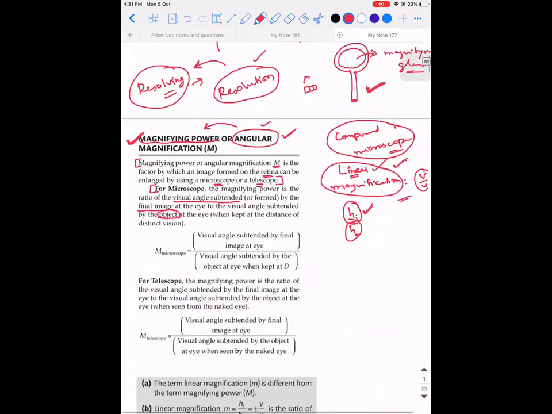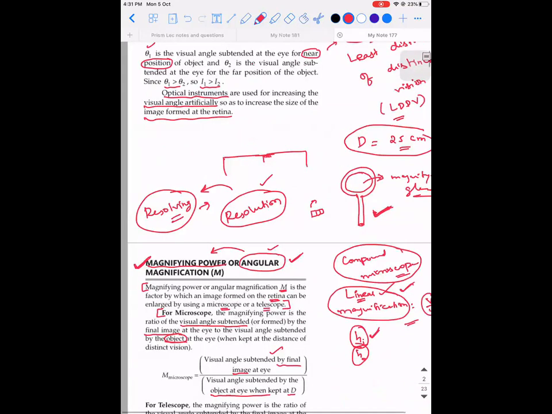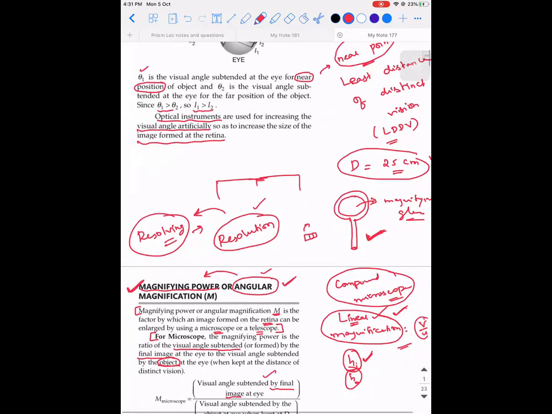Did you guys understand my question? You look at the mathematical expression. Visual angle subtended by final image at eye to the visual angle subtended by the object at eye when kept at D. So tell me, which one should I take into consideration? θ1 or θ2? What is the visual angle when the object is kept at the near point? θ1. It is θ1.